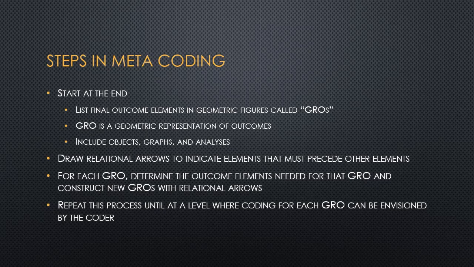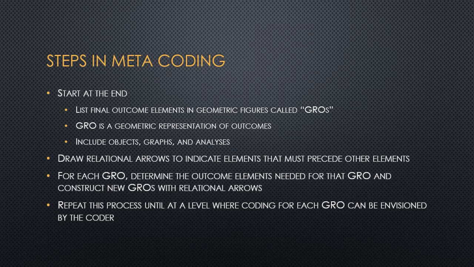We list the final outcome elements, and I propose doing so in geometric figures called GROWs, which stands for geometric representation of outcomes. That's it. We're just going to use the word GROW so we don't have to keep talking about geometric representations. We should include in our GROWs what kind of objects we're going to have, what kind of graphs we want to construct, what kind of analyses we want to do, and so forth. But we start at a meta level. We start at the end.